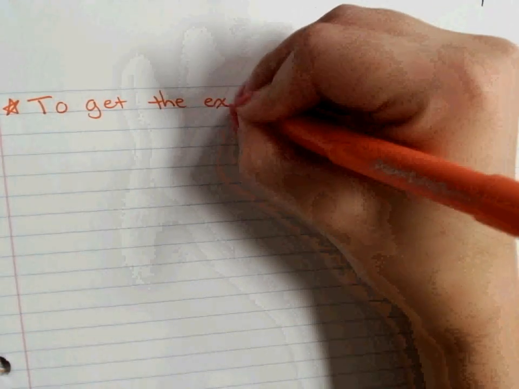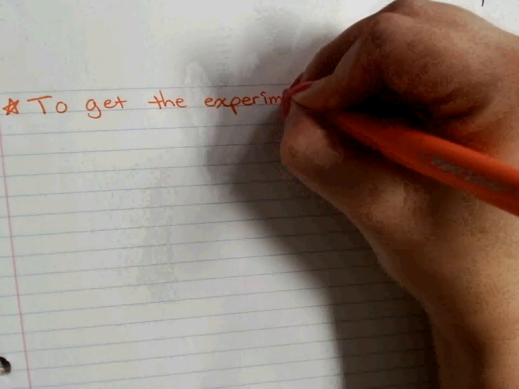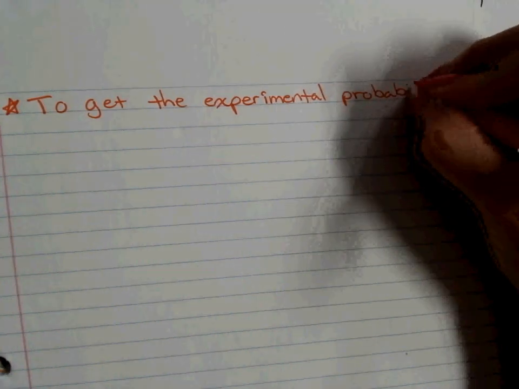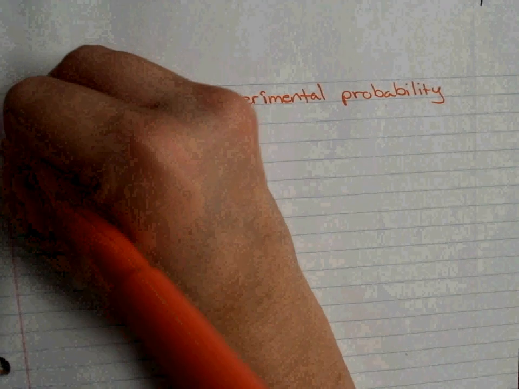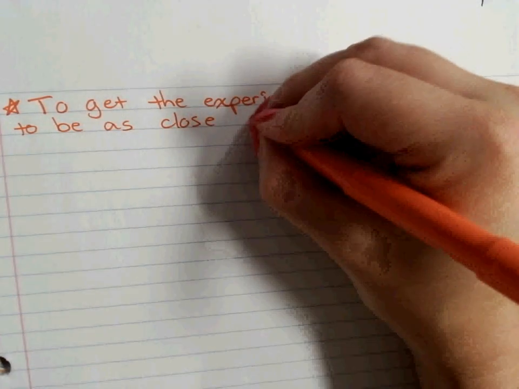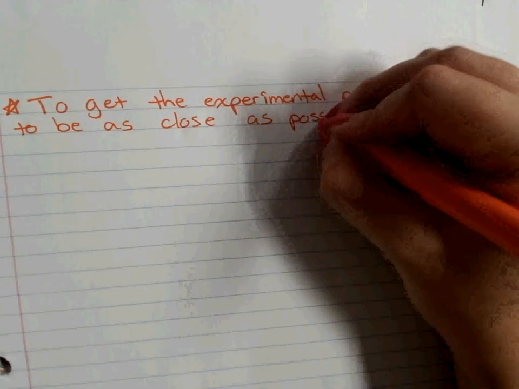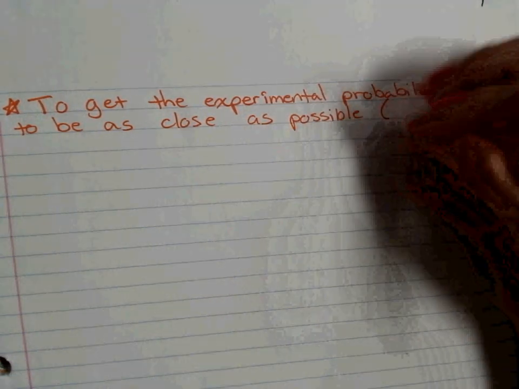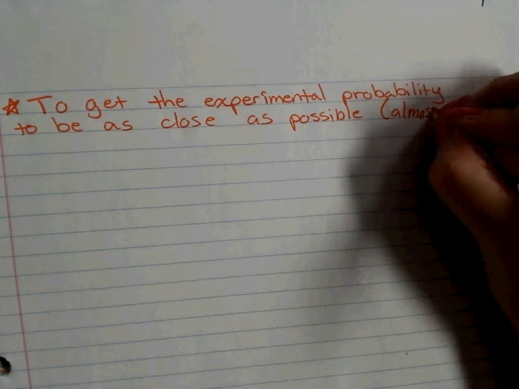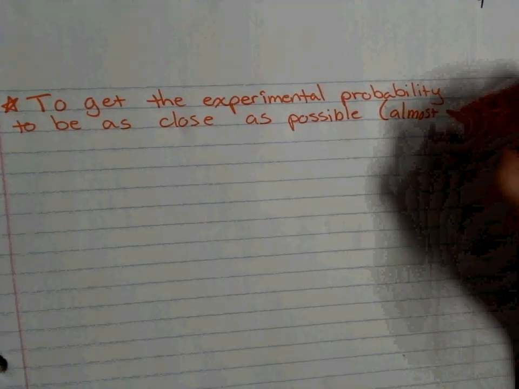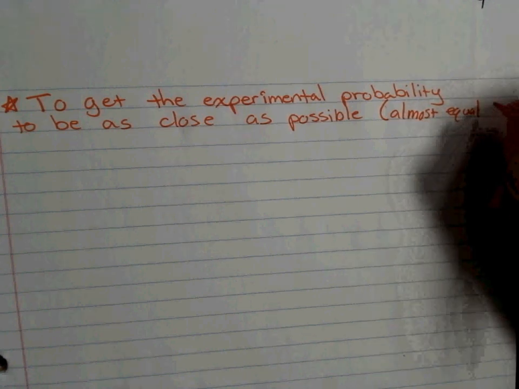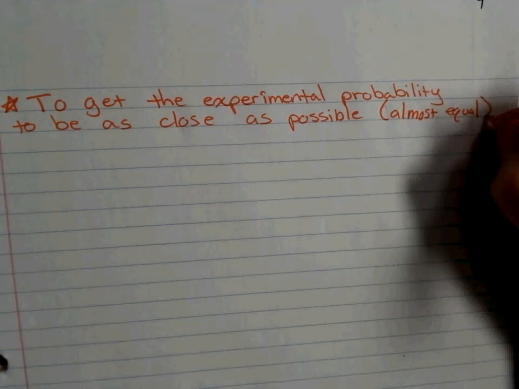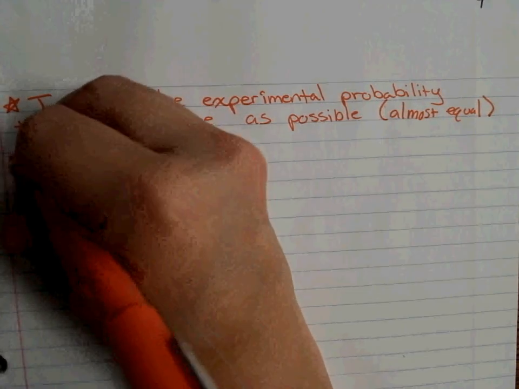To get the experimental probability to be as close as possible, and when I say close as possible, I mean almost equal, right? They're never going to be exactly equal, but it's going to be almost equal to where when you estimate it, it comes out equal to the theoretical probability.